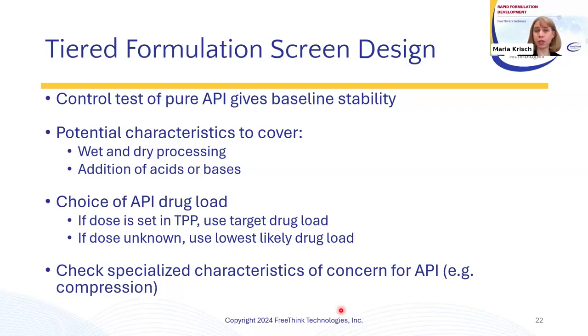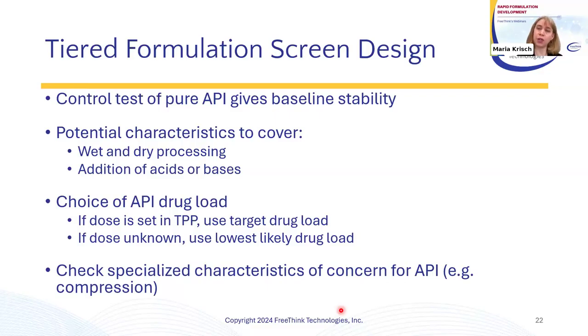There's some potential characteristics that you might want to cover if you're considering including them in the formulation. So for instance, you can compare the approach of wet and dry processing. Or if you think that there might be a pH dependence of the formulation, you could add acids or bases to the formulation and try and understand if that has an impact. The choice of API drug load is also very important. And again, this goes back to all the discussion about the drug load dependence that we started the talk with, right? So the drug load will impact your stability. And so you want to make a good choice of drug load.